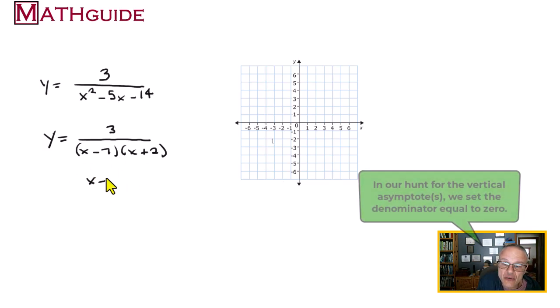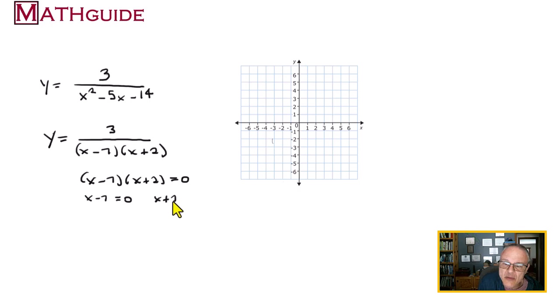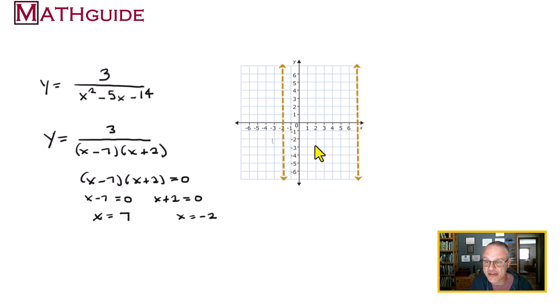Now all we could do is set the denominator equal to 0. So if we set this entire denominator equal to 0, well, that means each one of these factors has to be equal to 0. That means we're going to get a vertical asymptote at 7 and we're going to get a vertical asymptote at -2. So we really do have two vertical asymptotes. And there they are.